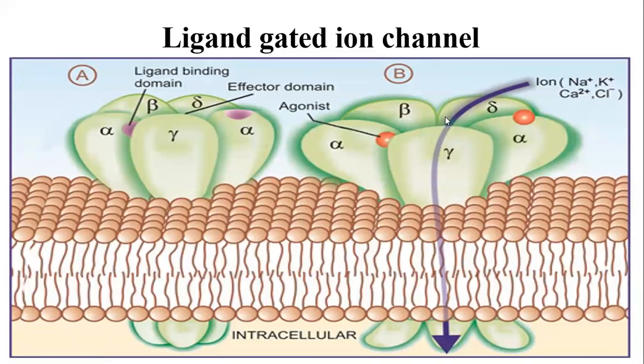In figure B, there is an agonist. This agonist binds with the 2 alpha subunits, which consist of the ligand binding domain, meaning the agonist binding site is present in the 2 alpha subunits. So acetylcholine binds with the 2 alpha subunits. Then what will happen? All the remaining subunits will move apart.